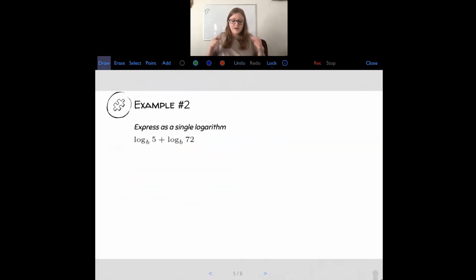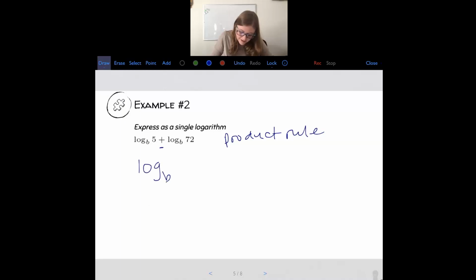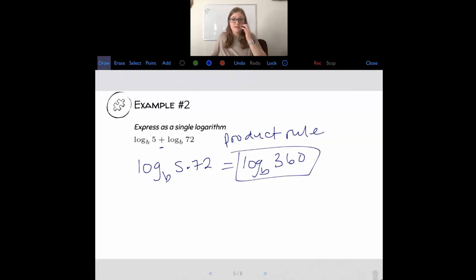Next, express as a single logarithm. So now we're going the other way around. Before, we had one logarithm that we were breaking up. Now it's given to us broken up, and we're going down to one log. So this is being added, so we are going to use the product rule. Okay, and so this is rewritten as a single log: log base b of 5 times 72. And then you can use your calculator to find out what 5 times 72 is, and that's 360. So as a single logarithm, this is log base b of 360.